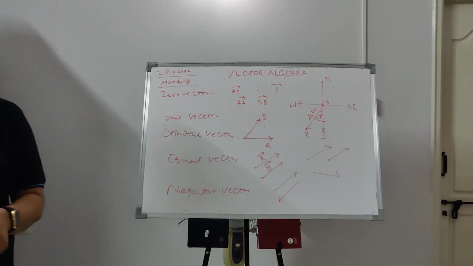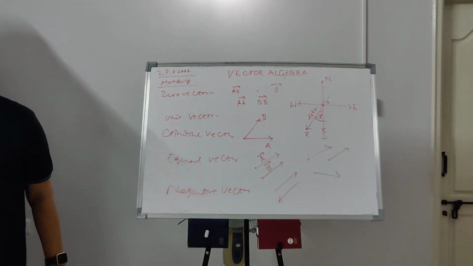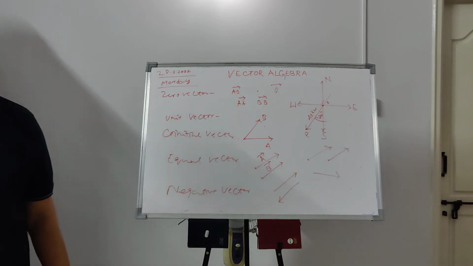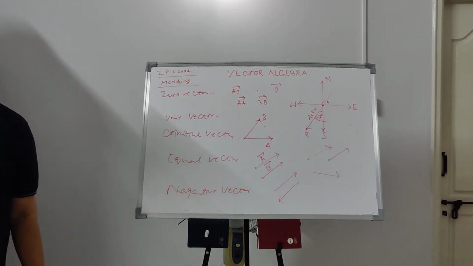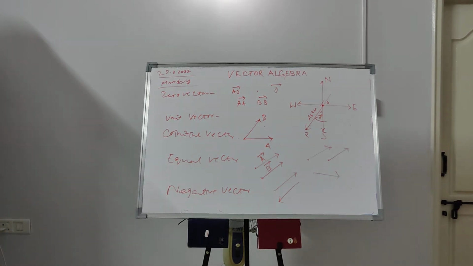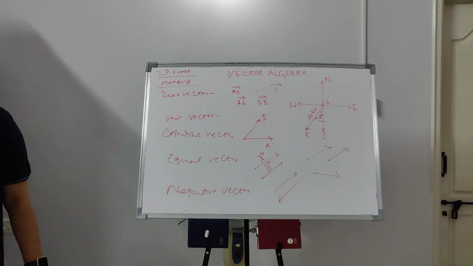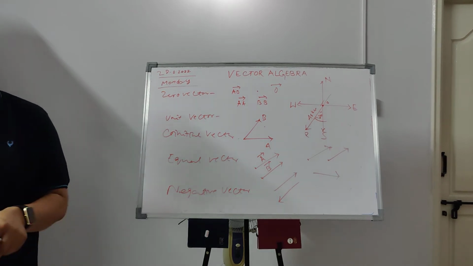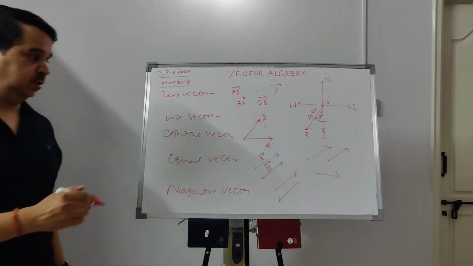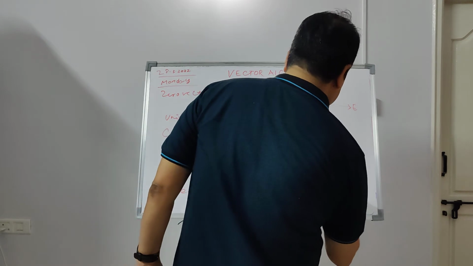Similarly, 30 kilometer per hour: is that a vector or scalar? That is a scalar, because it is a speed, not a velocity. If you are moving 30 kilometer per hour, you are just telling the speed. But if you say 30 kilometer per hour in north, that means it's velocity.